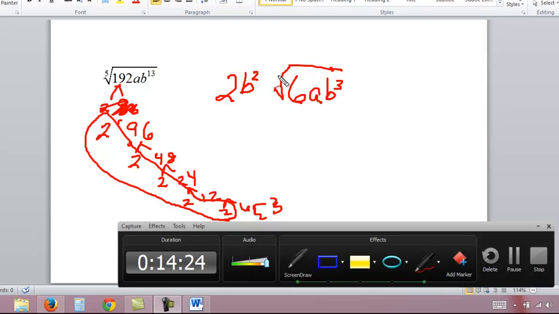And I can't forget my little index here. Make sure your index looks like an index and not an exponent. So be careful there. This is pretty sloppy. Okay, so now you should be able to do the rest of the workbook. Make sure you check your answers.